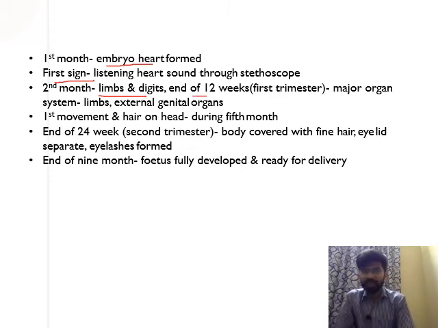And at the end of the 12th week, meaning the first trimester, the major organ systems will develop. Limbs and external genitalia will form. The first movement and hair on the head come during the 5th month. Means during the 5th month of pregnancy, the fetus starts to move, and movement can be felt. Then at the end of the 24th week, near about the 6th month, the body is covered with fine hair. Eyelids get separated. Eyelashes get formed. And at the end of the 9th month, the fetus is fully formed and ready for delivery.